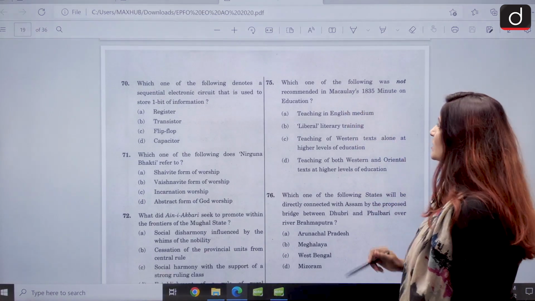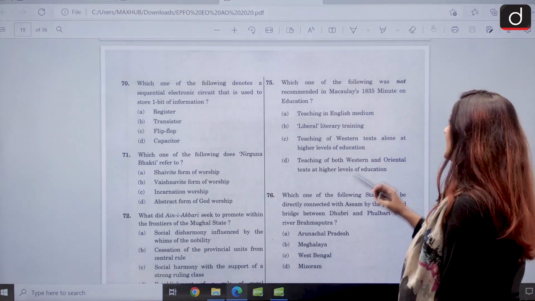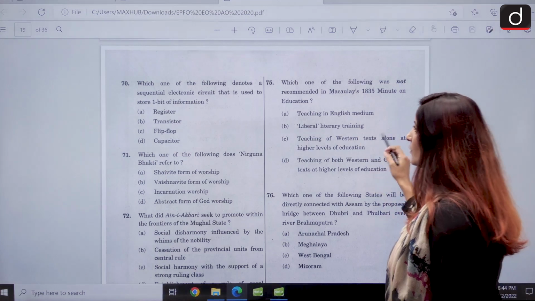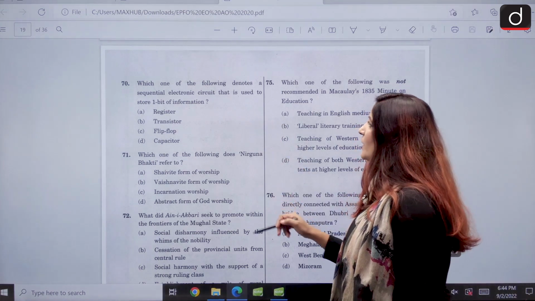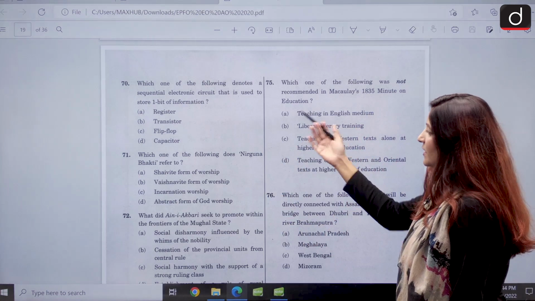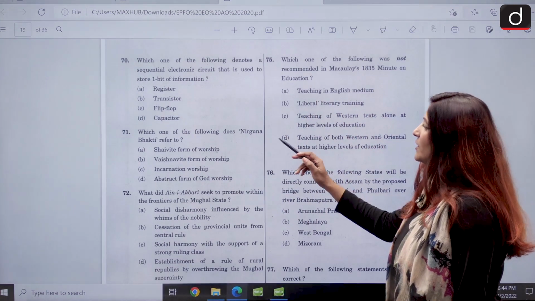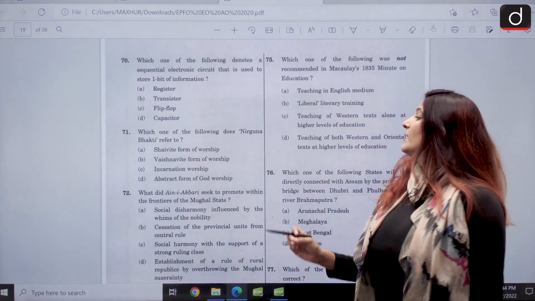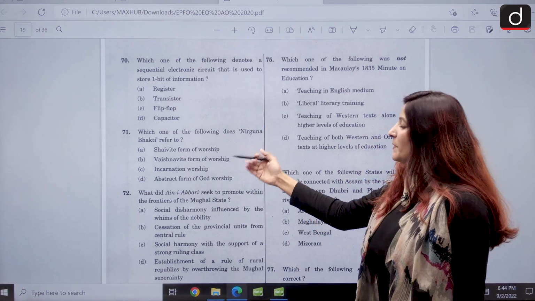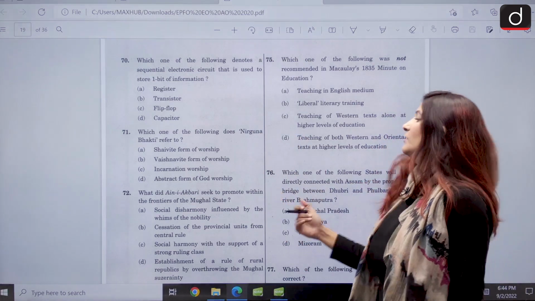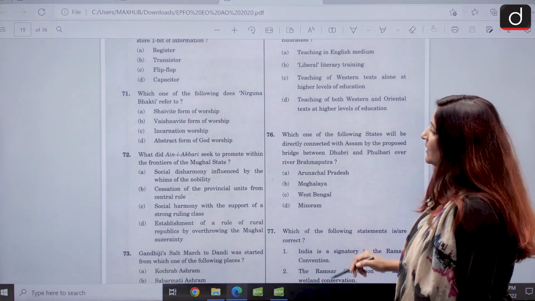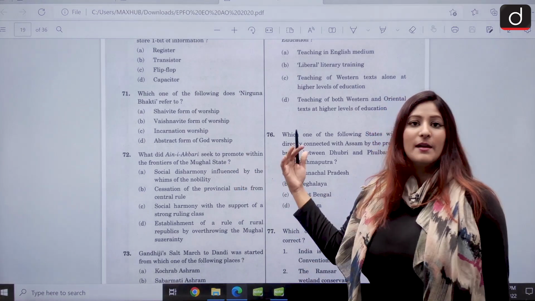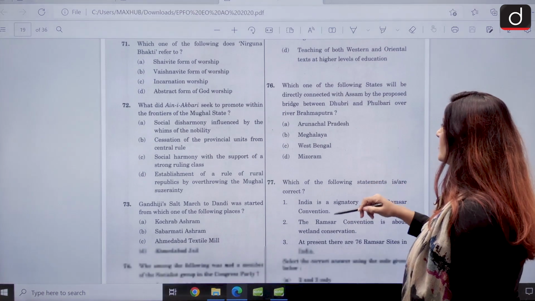Which one of the following was not recommended by Macaulay in 1835's Minute on Education? Modern history plus polity. Okay. Which of the following denotes a sequential electronic circuit? General computer knowledge. Which one of the following does Nirguna Bhakti refer to? Okay, Nirguna Bhakti. This could range from your medieval India to art and culture. Okay, medieval art and culture. What did Ain-i-Akbari seek to promote within the frontiers of the Mughal state? Medieval India, medieval history of India.